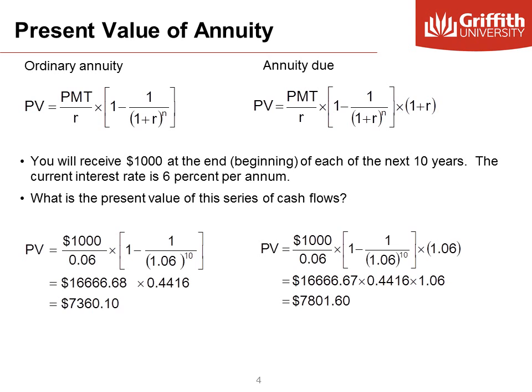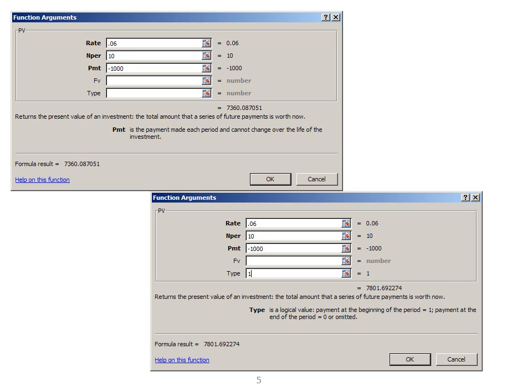And here we have the formulas to calculate the present value for both types of annuities. Again, the present value of annuity due is always higher than that of ordinary annuity because the present value of annuity due is just the present value of an ordinary annuity multiplied by 1 plus R. These are the screenshots for the present value functions in Excel. Again, note that for annuity due calculation you must specify type 1.